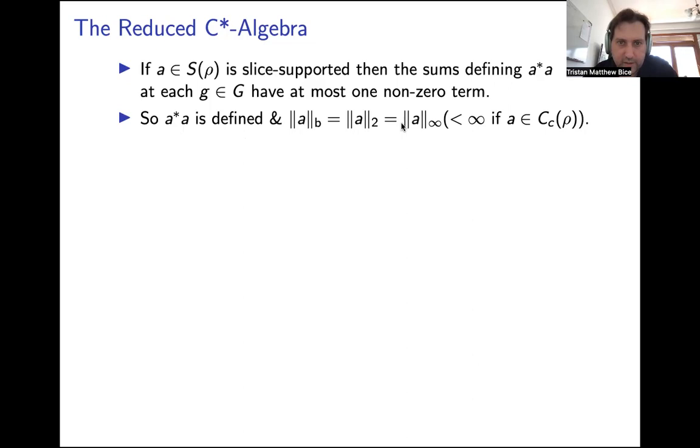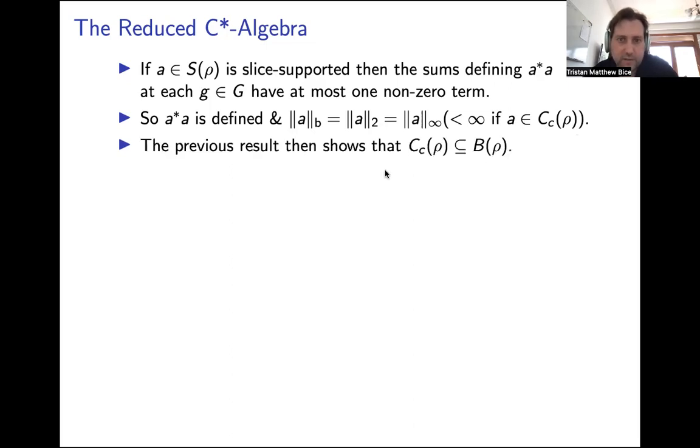And moreover, these will indeed be finite as long as A is compactly supported, right? The image of a continuous function, in this case the map taking the element of the groupoid to the norm of the value of A at that point, gives you a continuous function, or sorry, actually an upper semi-continuous function. But nonetheless, this will be bounded because the support is compact.